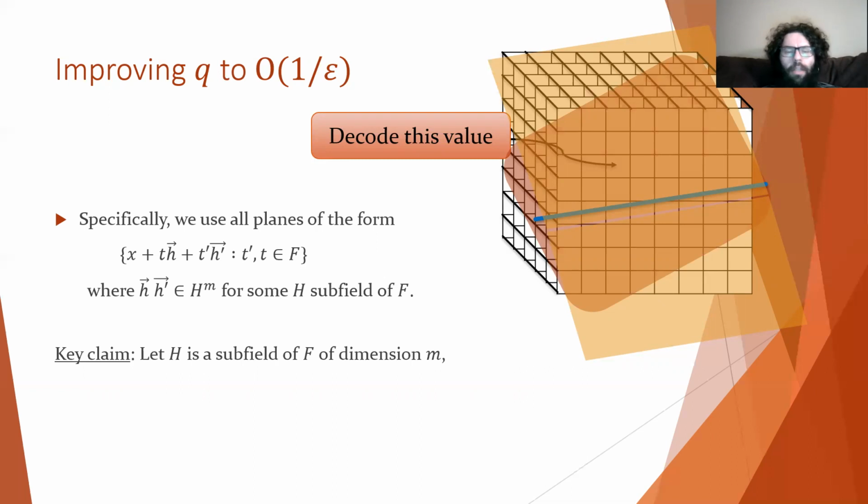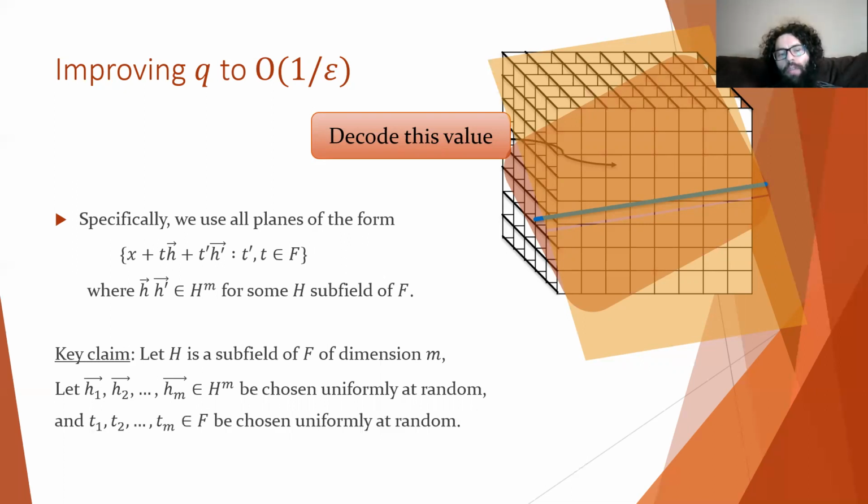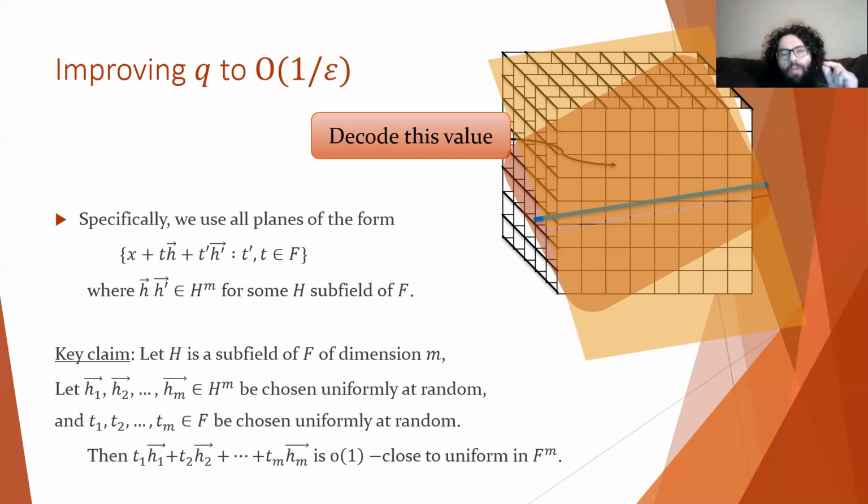But here is a fun claim that it's kind of the key claim in the argument. So let's say H is a subfield of F of dimension M. And let's say we choose random h_i's. So each of them is a vector. It's not a vector in F to the M, it's only a vector in H to the M. So the h's are kind of de-randomized. And then we choose t's to be random values in F. And then we make kind of a random walk. So what will be a random walk? We start with some point x0, and then we add to it h1 times t, plus h2 times t, plus h3 times t, plus h4 times t, and so on.